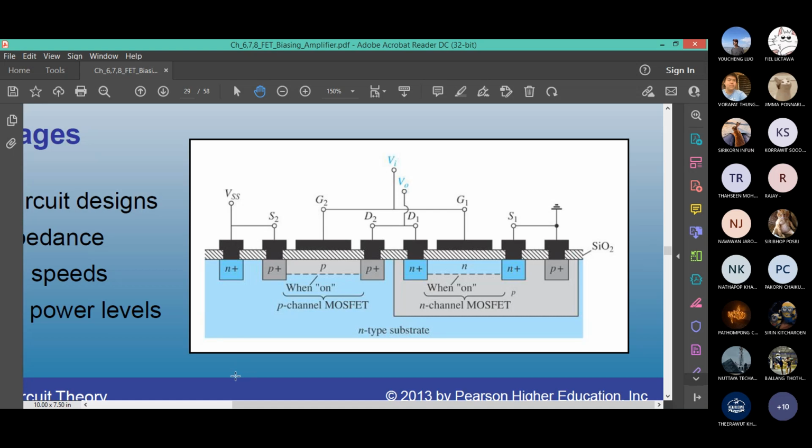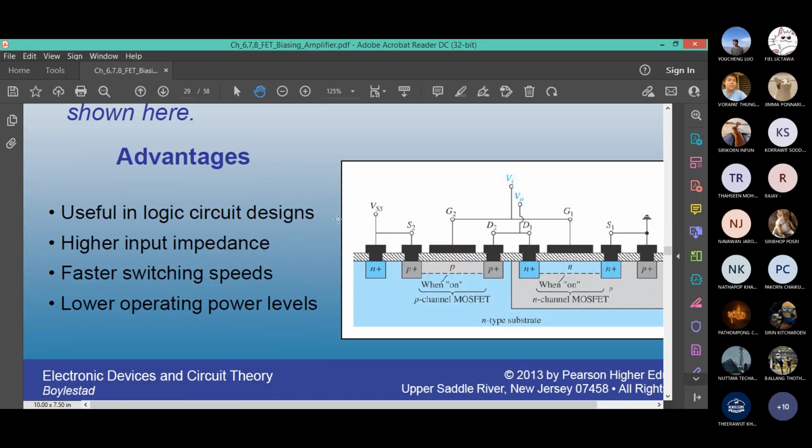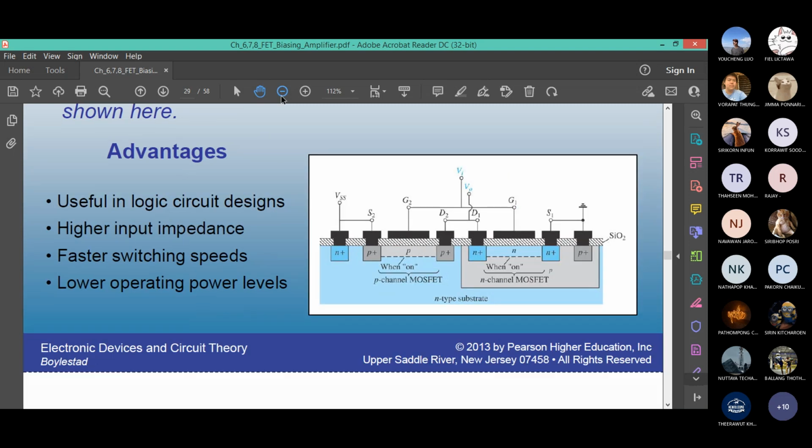We do not have any mathematical problem to solve from the MOSFET, not in this course. What are the advantages you can use in logic circuit and logic gate design? Input impedance is higher. If you have higher input impedance, it helps to suppress noise. It's not easy to pick up noisy signals, which you do not want as well. Switching speed and time is faster. Operating power required is low, which means less heat generated during the operation.